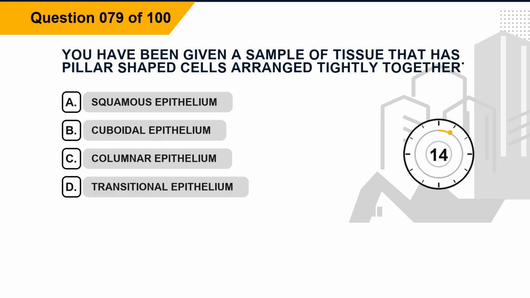Question 79. You have been given a sample of tissue that has pillar-shaped cells arranged tightly together. Option A, squamous epithelium. Option B, cuboidal epithelium. Option C, columnar epithelium. Option D, transitional epithelium.